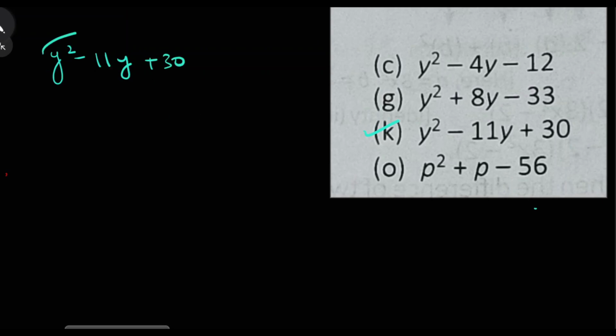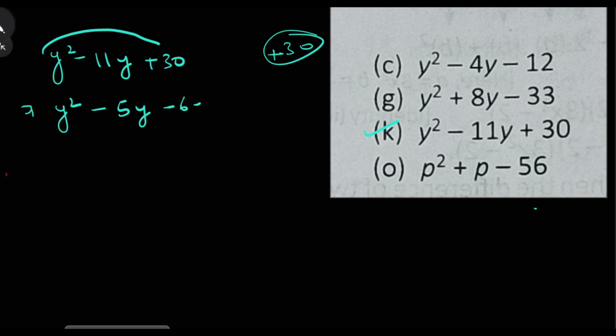So on multiplying 1 with 30, you will get 30. And you have to split this 11 in 30, and it is plus 30. Now, see here, you are going to split y square minus 5y minus 6y plus 30. On multiplying, 6 fives are 30, and minus 5 minus 6 equals minus 11. Minus 5 into minus 6, you will get plus 30. So everything is satisfied here.